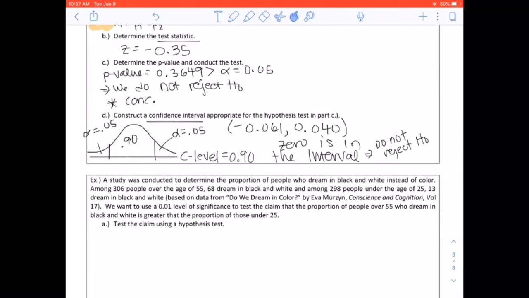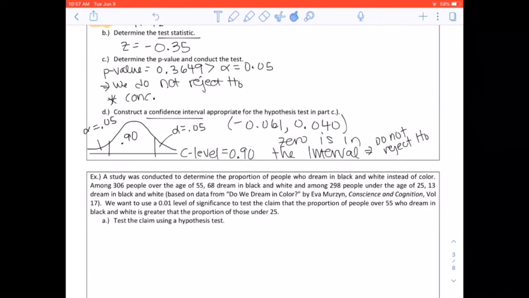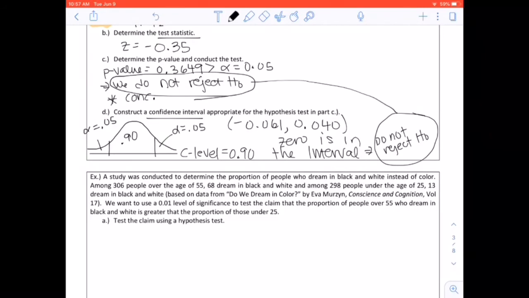And looking at this conclusion that we had for part D, which is using the confidence interval approach, that matches what we had up here in part C, which was using the p-value approach. So two different approaches to figuring out if we reject or do not reject our null hypothesis.